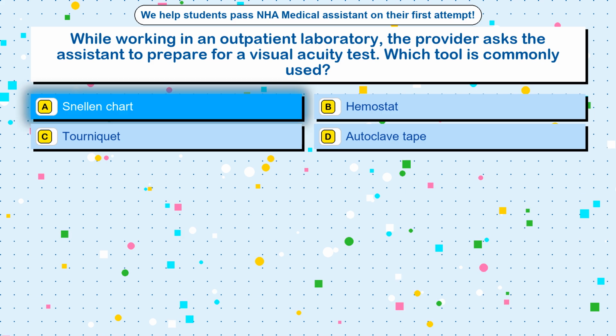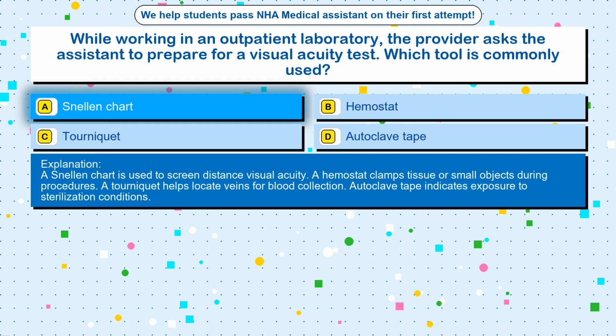Snellen chart. A Snellen chart is used to screen distance visual acuity. A hemostat clamps tissue or small objects during procedures. A tourniquet helps locate veins for blood collection. Autoclave tape indicates exposure to sterilization conditions.